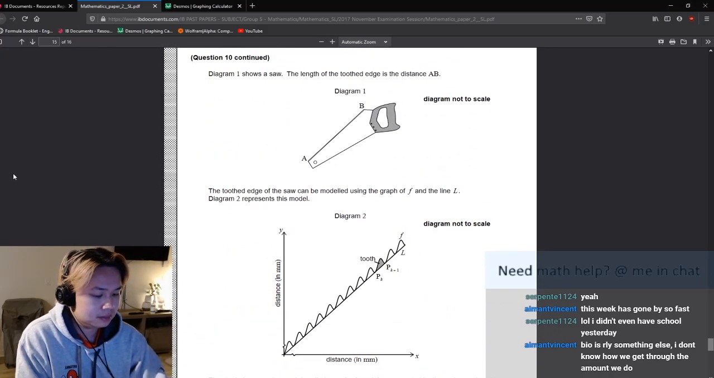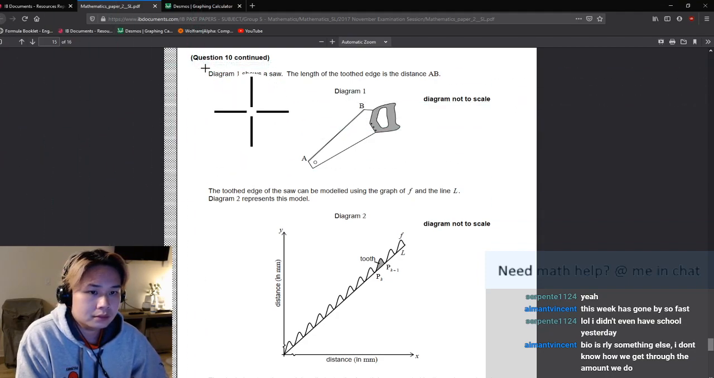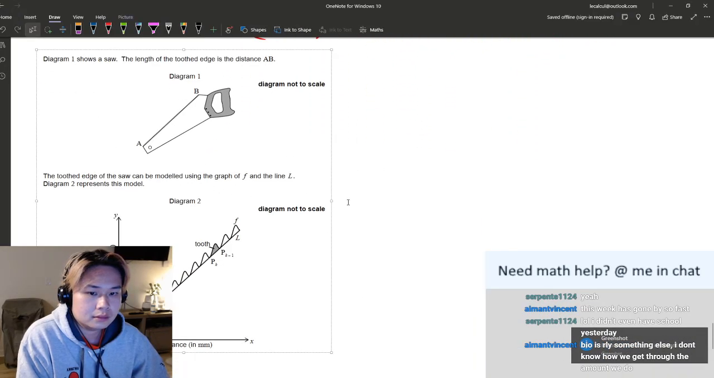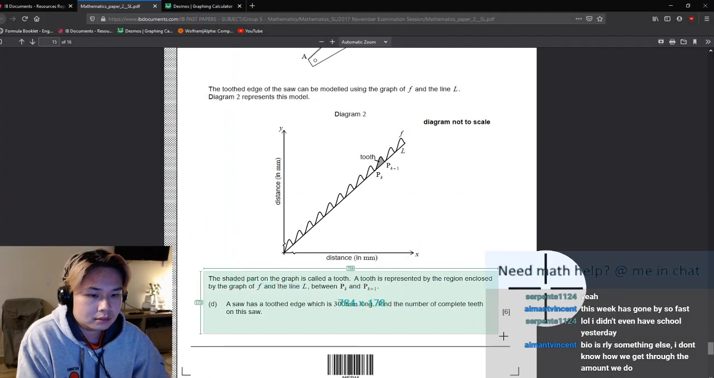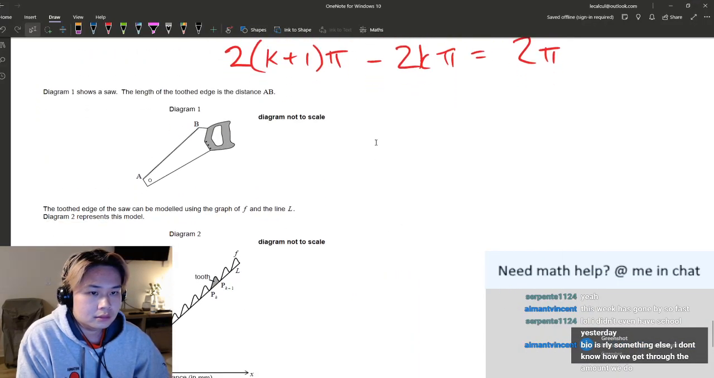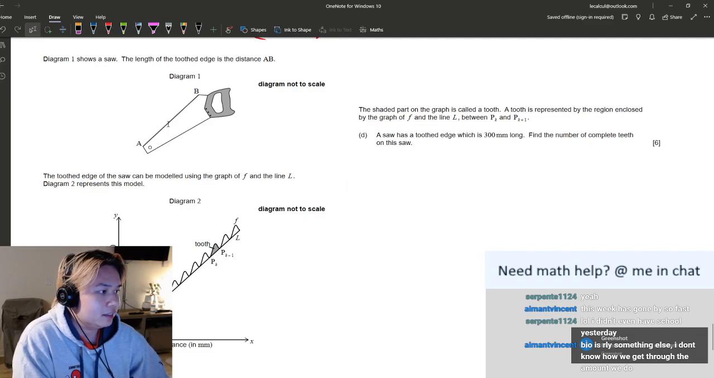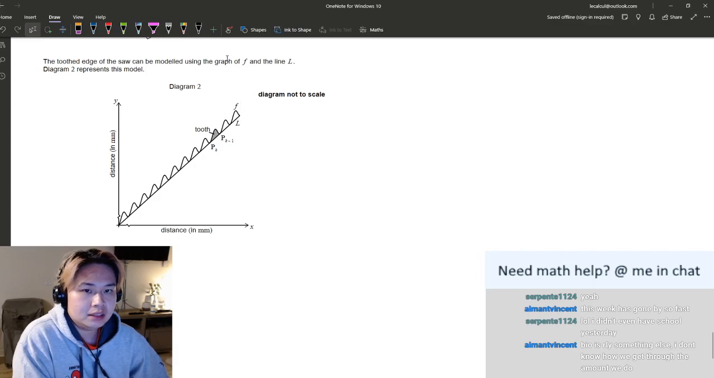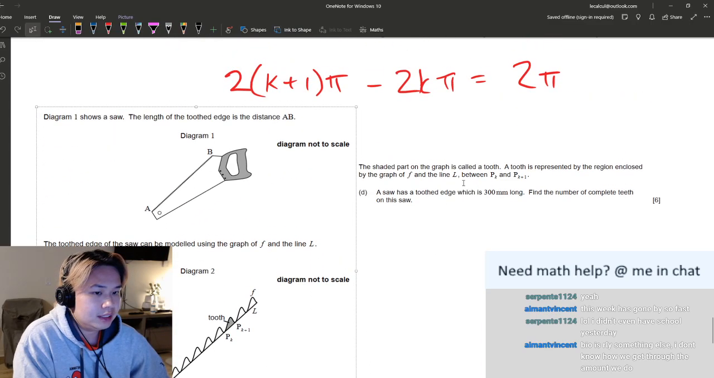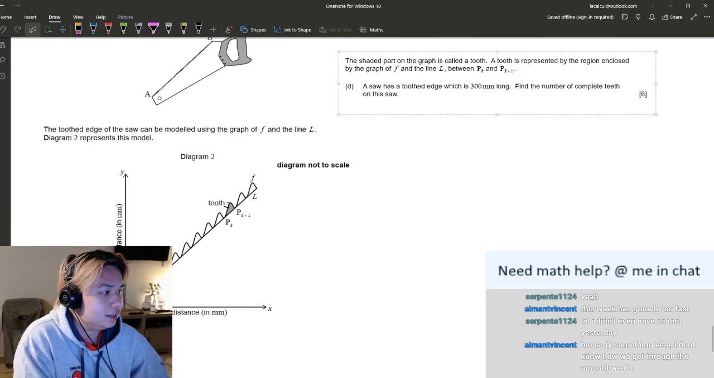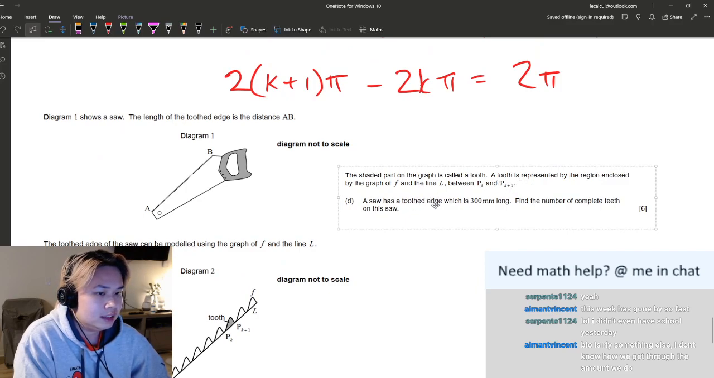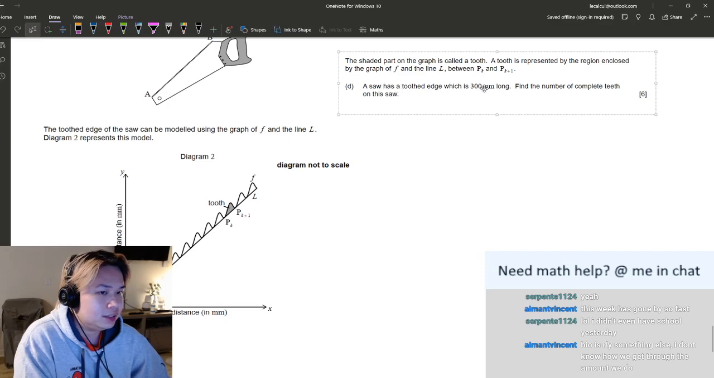Oh, and then this is a continuation. What even is this question? Okay, so we have a saw right here, and then the teeth can be modeled using f. And then here's the line L, the straight line. And then we want to show the shaded graph. So this is a tooth, okay. Tooth is represented by the region. A saw has this tooth edge, 300 millimeters long. Find the number of complete teeth on the saw.